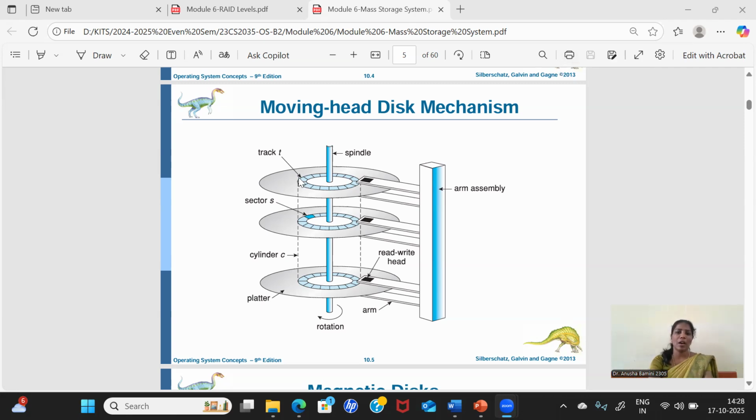Before the scheduling concept, we need to know how the disk is. This is the architecture of the disk. We know the disk is in the form of a circle, in this manner. This circle has a spindle. The disk is divided into a number of tracks as well as sectors. This circle is called a track, named T. This track is again divided into small portions.